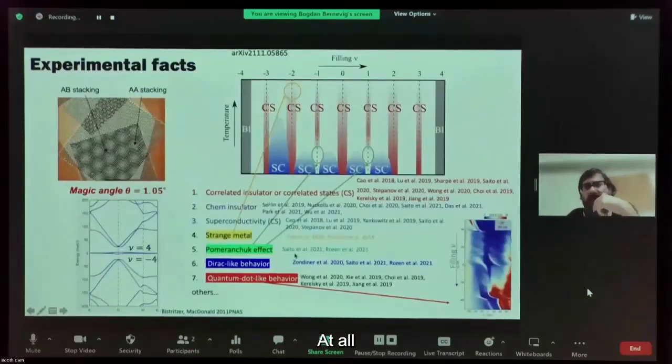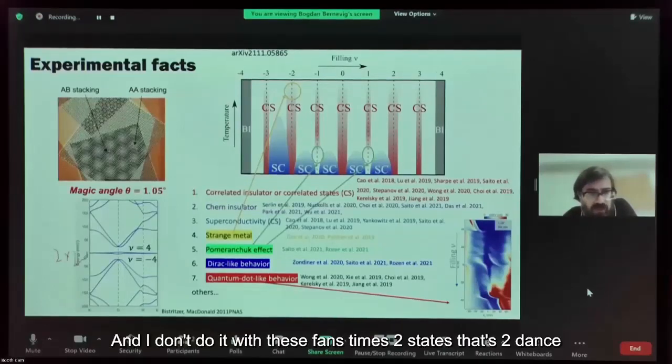And it's still anomalous. I'm going to go for about five more minutes, then stop for questions. I told you that these bands are actually 2 valleys times 2 states times 2 bands.